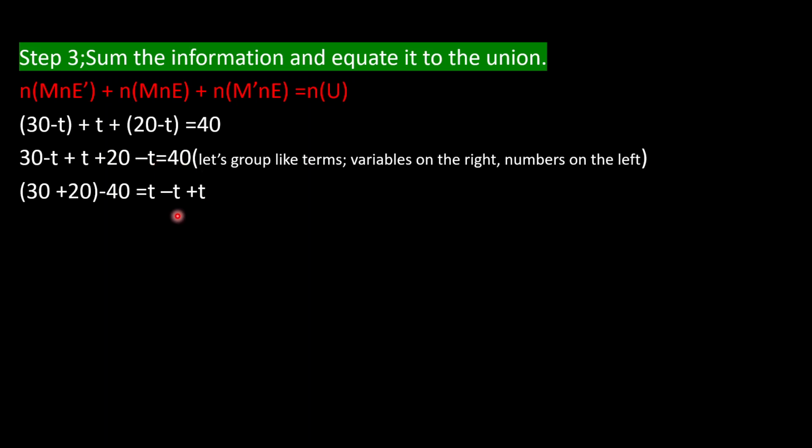So t minus t plus t will be equal to positive t, because positive t and negative t will cancel out, leaving this positive t. So it will be 30 plus 20, which is 50, minus 40 equals t. So 50 minus 40 equals 10. So 10 equals t. Therefore, t equals 10. So the number of the intersection, or the math intersection E, or number of students who read both mathematics and English, equals 10.